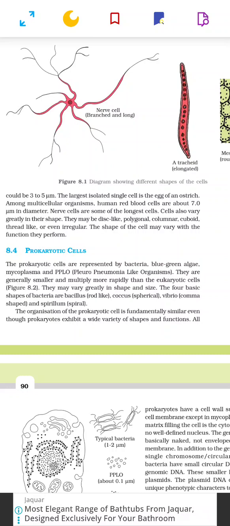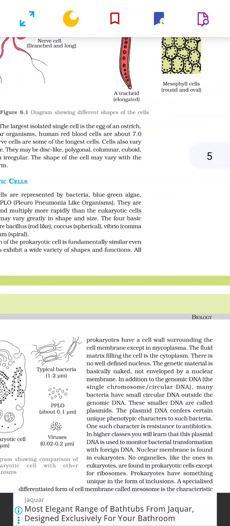The organization of the prokaryotic cell is fundamentally similar, even though prokaryotes exhibit a wide variety of shapes and functions. All prokaryotes have a cell wall surrounding the cell membrane except in the mycoplasma. The fluid matrix filling the cell is the cytoplasm. There is no well-defined nucleus. The genetic material is basically naked, not enveloped by a nuclear membrane.